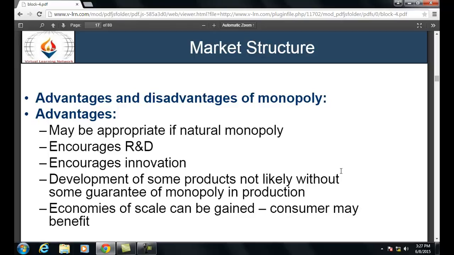Advantages: may be appropriate if a natural monopoly, encourages research and development, encourages innovation, development of some products not likely without some guarantee of monopoly in production, economies of scale can be gained, consumers may benefit.